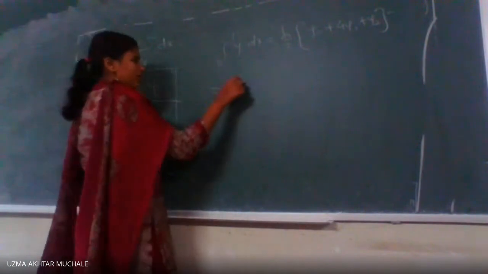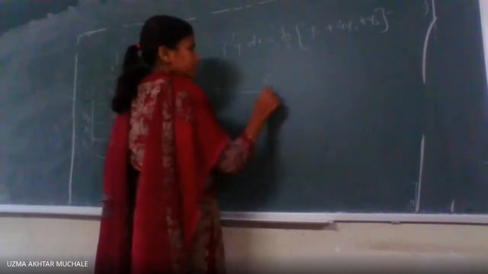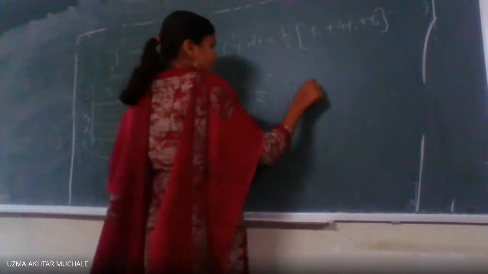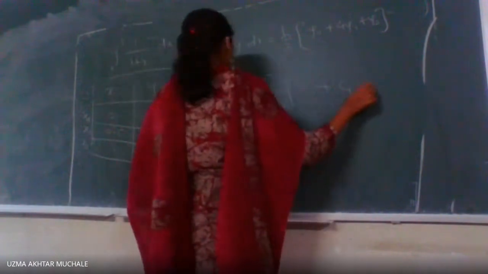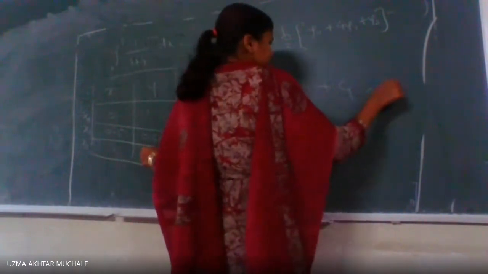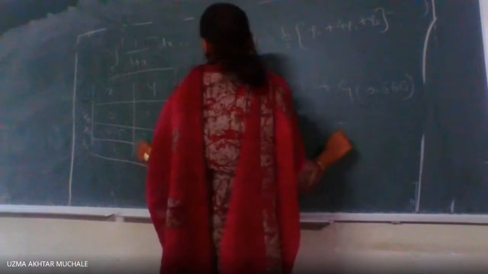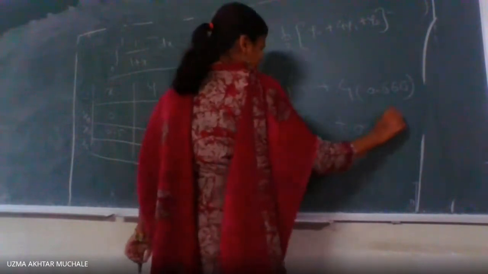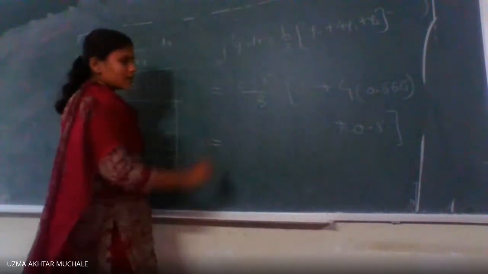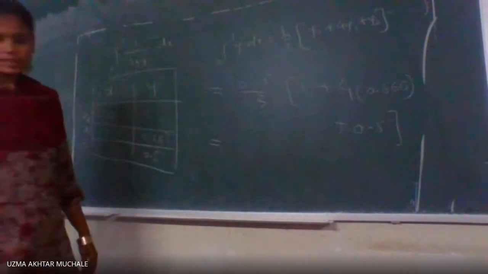So the value of h is 0.5 divided by 3, into the value of y0, which is 1, plus 4 times y1, which is 0.666, plus the value of y2, which is 0.5. After doing the calculation on your calculator, you can get the result, which is 0.69.